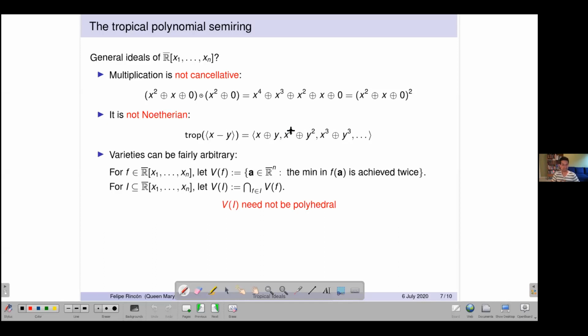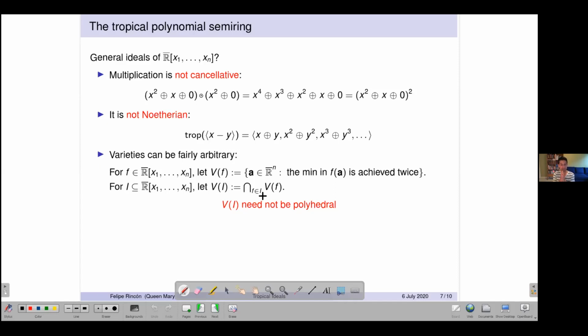Most importantly, varieties of arbitrary ideals can be fairly arbitrary. So what do I mean by the variety of a general ideal? Just do the same thing we've been doing so far. For a polynomial, you can define the hypersurface associated with that polynomial as the set of points where the minimum is obtained twice. And for an ideal, just take all those conditions for all the polynomials in your ideal.